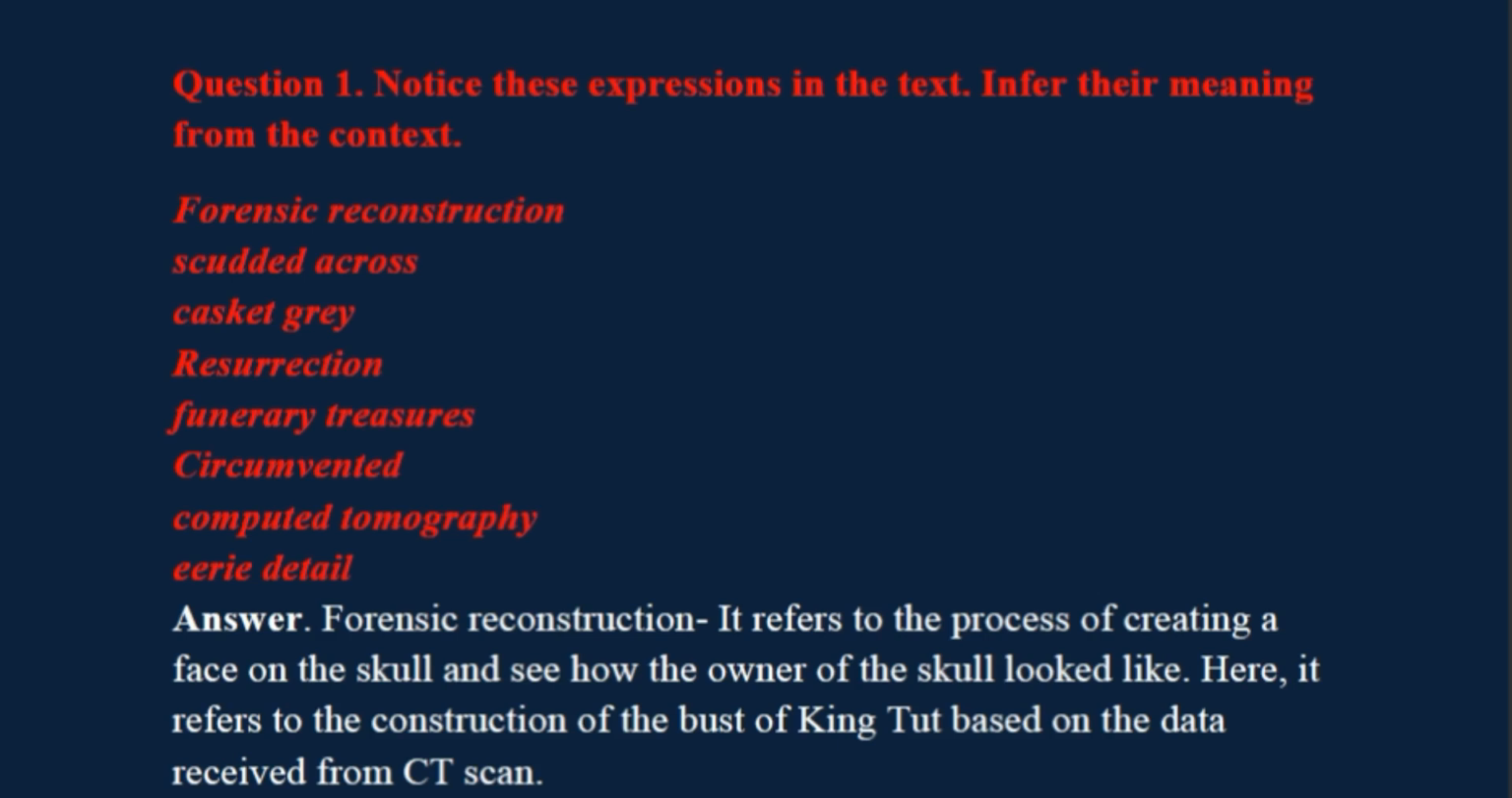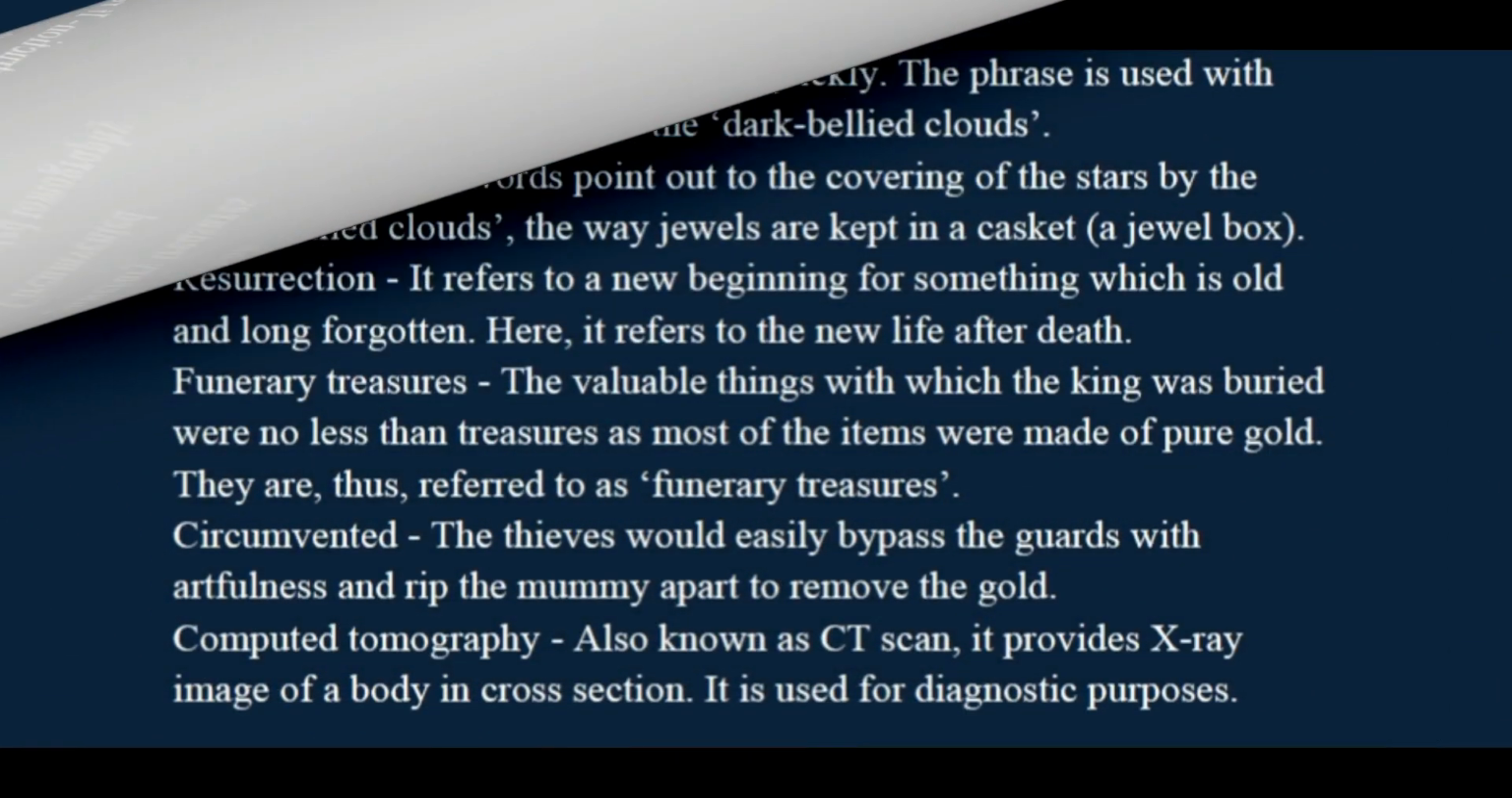Forensic reconstruction, scudded across, casket gray, resurrection, funerary treasures, circumvented, computed tomography, eerie detail. Answer. Forensic reconstruction. It refers to the process of creating a face on the skull and seeing how the owner of the skull looked. Here, it refers to the construction of the bust of King Tut based on the data received from CT scan.